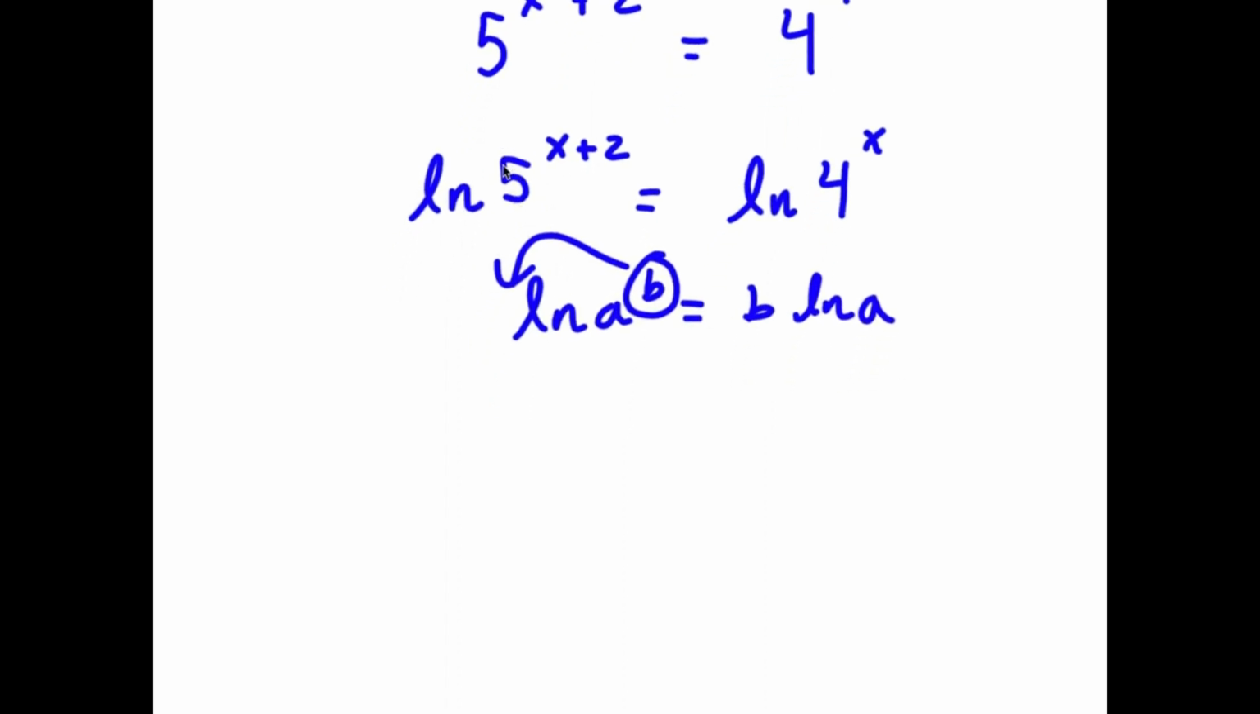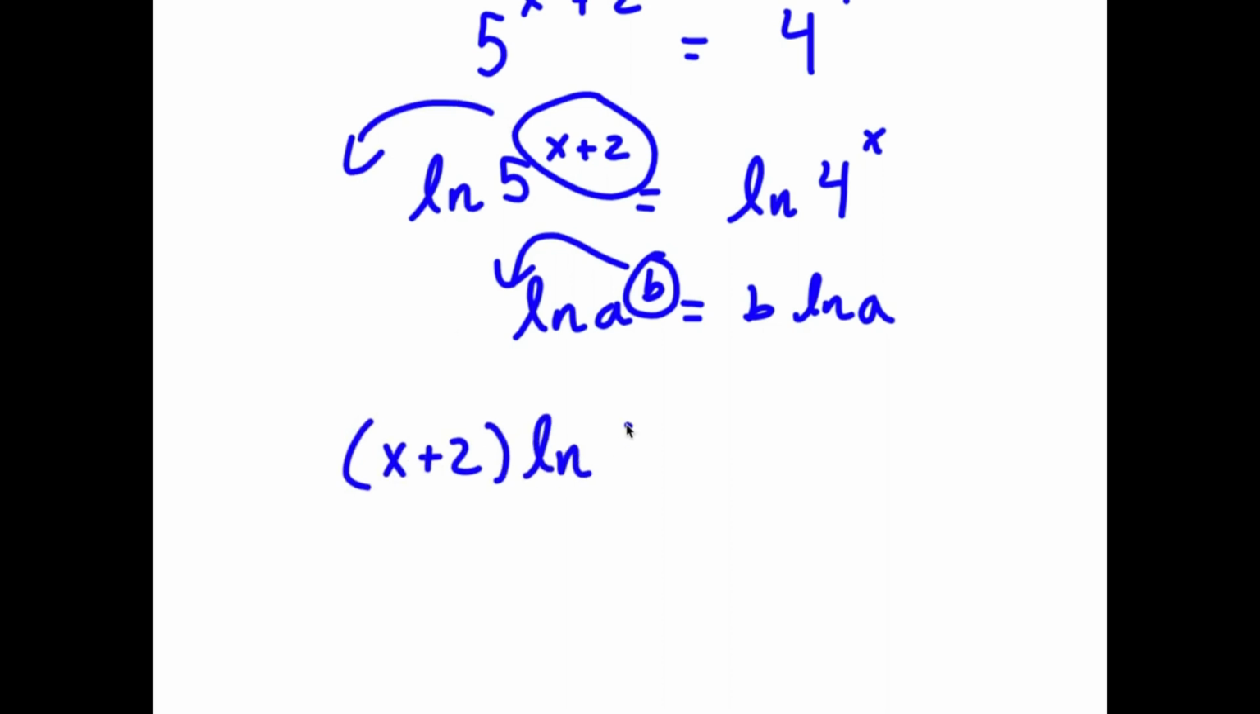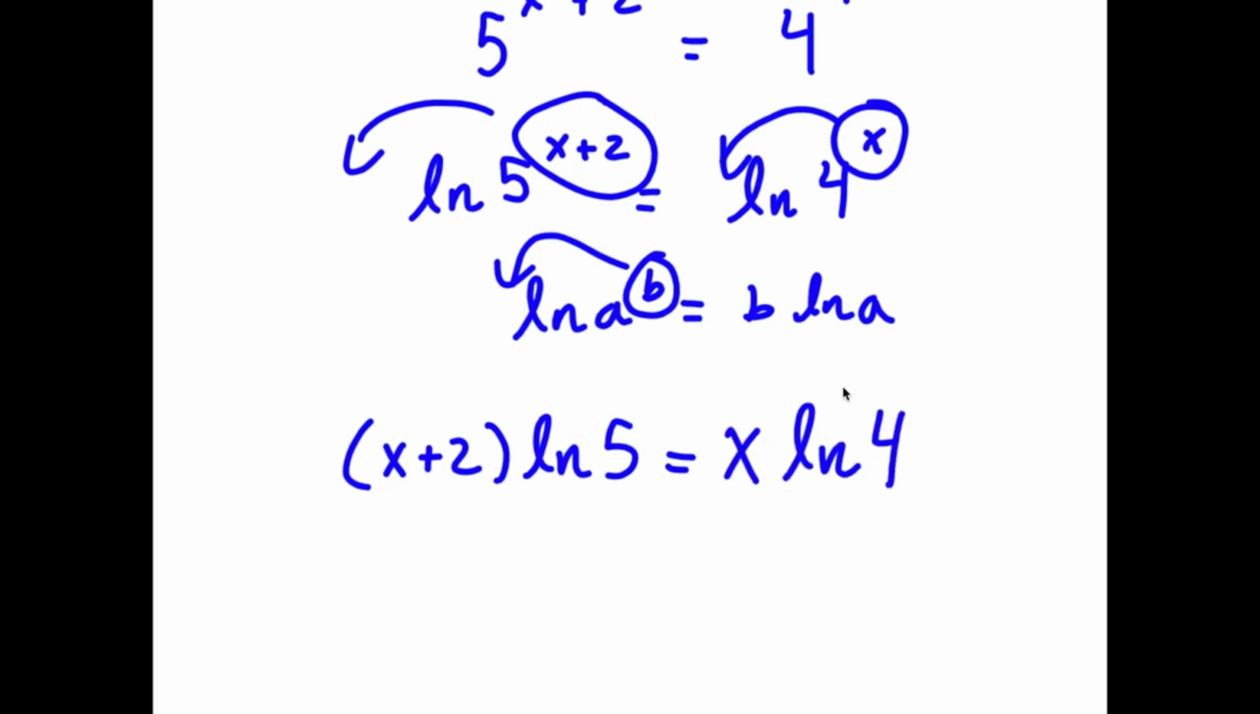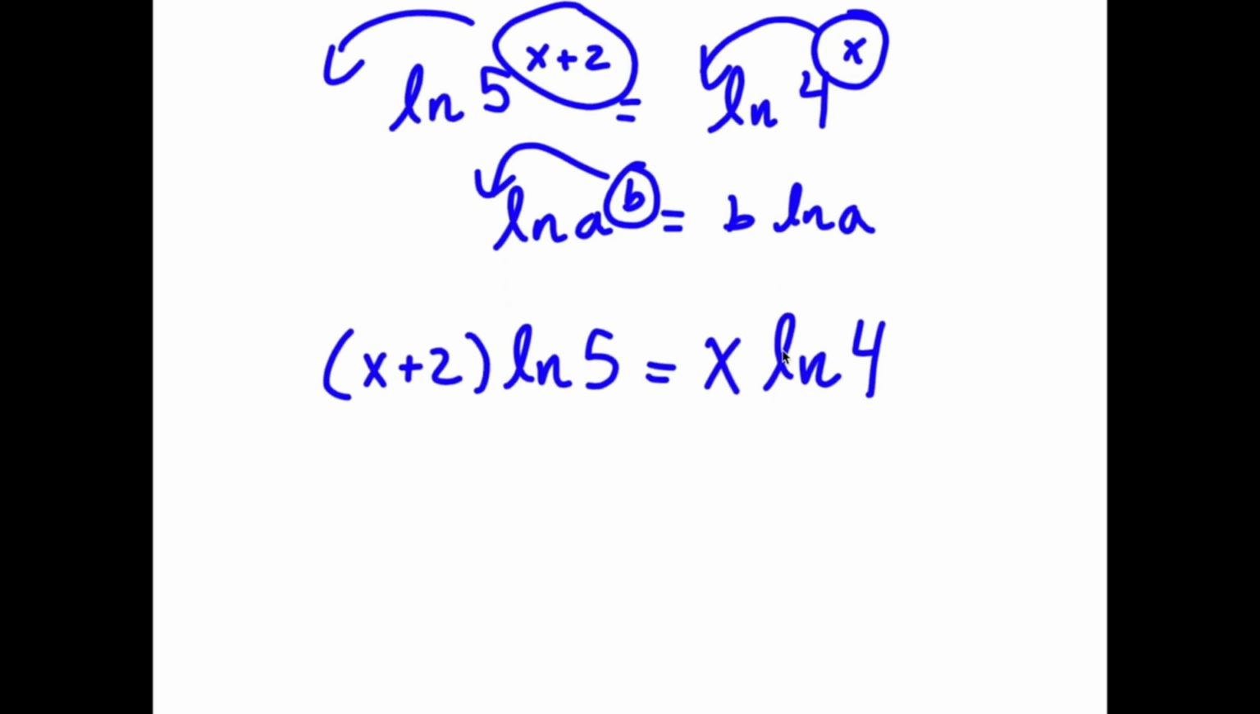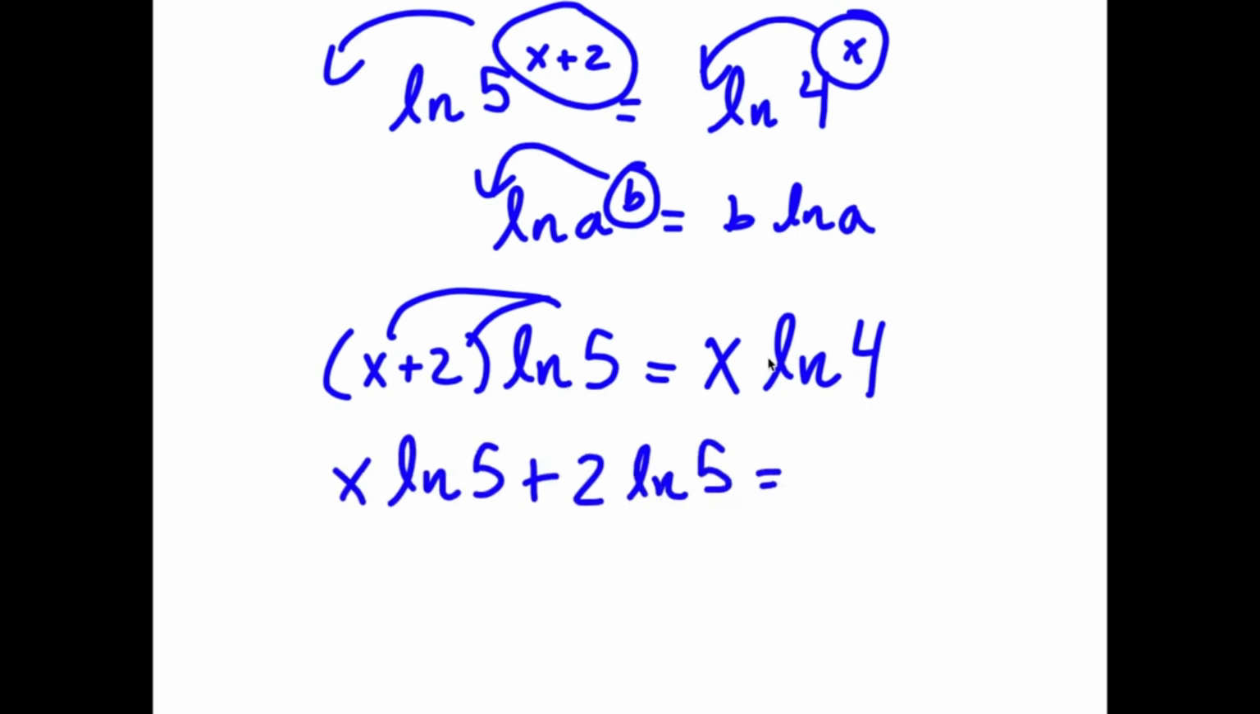So this can equal b times ln a. So in this case, I have ln of 5 to the power of x plus 2, and x plus 2 here, I can move to the front. So now I'm going to have x plus 2 times ln 5. And I can do the same thing with x over here. I can move x to the front. So now I'm going to have x times ln 4. Now, if I go ahead and distribute the ln 5, I get ln 5 times x, which is x times ln 5, plus 2 times ln 5, which is 2 ln 5, is equal to x times ln 4.